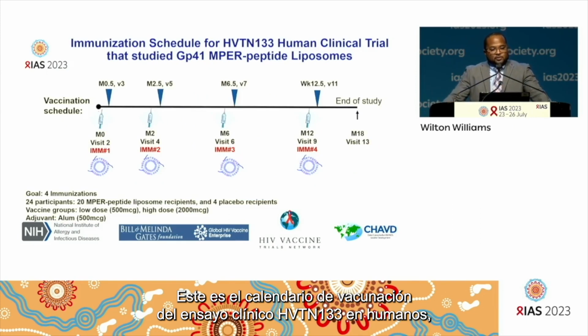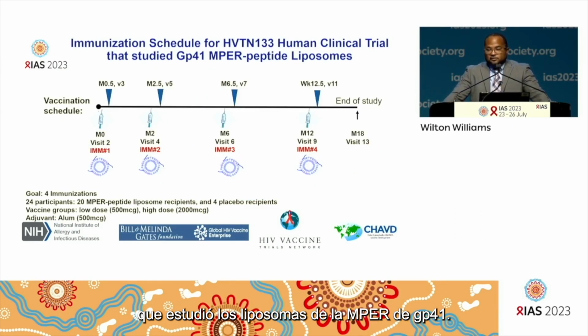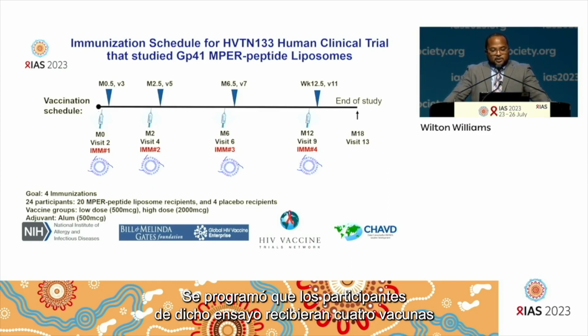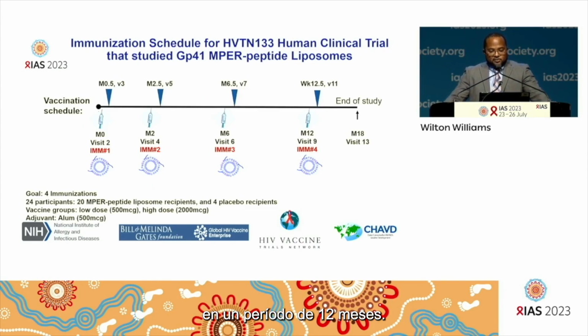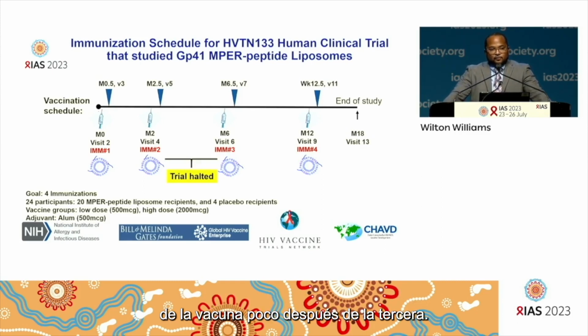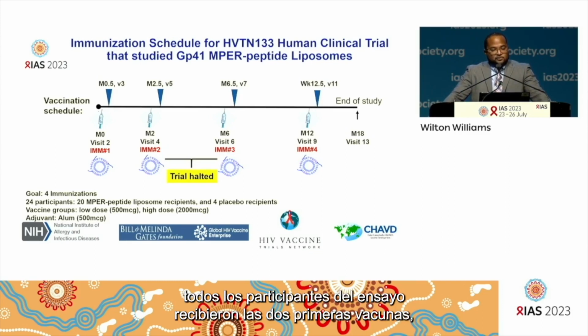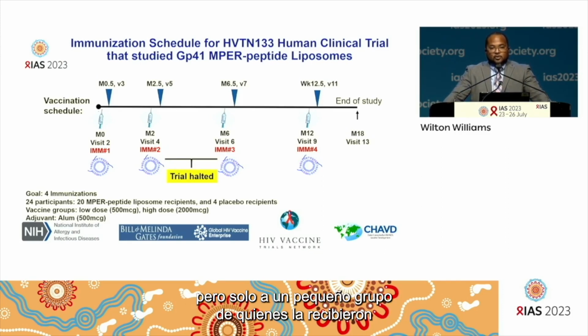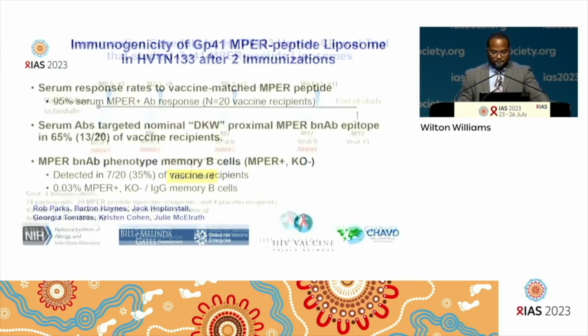So this is the immunization schedule for the HVTN133 human clinical trial that studied GP41 MPER peptide liposomes. The vaccine trial participants were scheduled to receive 4 immunizations spanning 12 months. However, the trial was halted after an apparent PEG anaphylaxis reaction in one of the vaccine recipients within hours after the 3rd immunization. As a result, all the vaccine trial participants received the first 2 immunizations, but only a small subset of the vaccine recipients received the 3rd immunization.